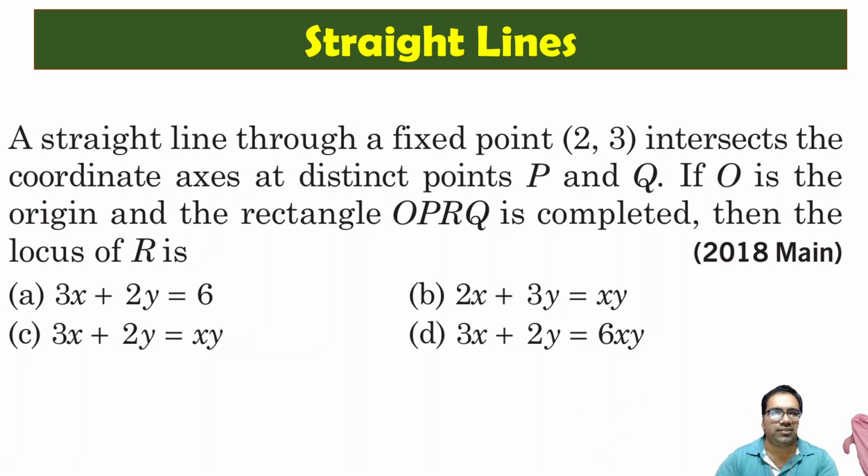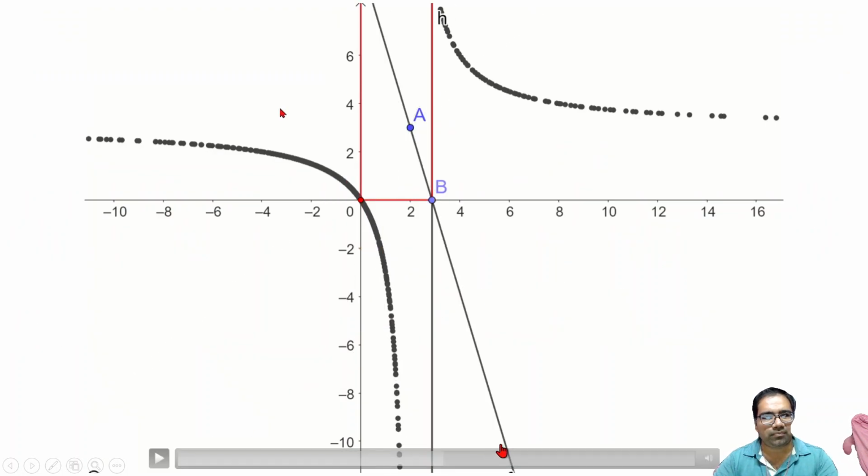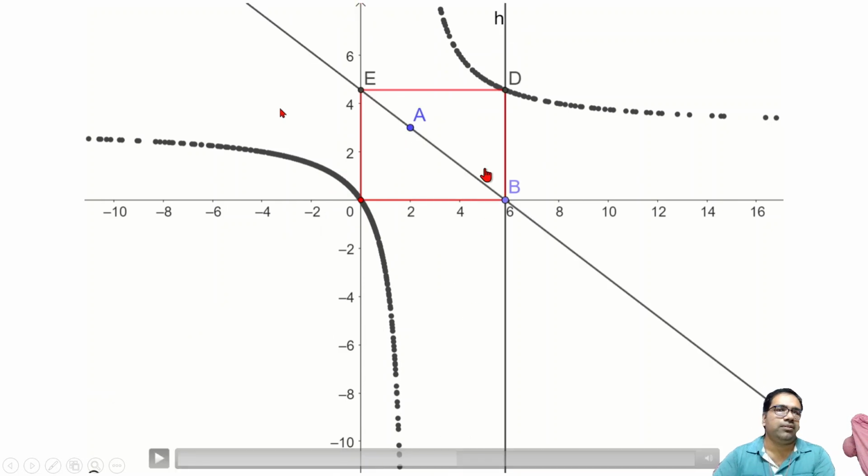Now first let us try to visualize this. How does this line look firstly? For example, this point is (2, 3). A line is going through this point (2, 3), and obviously it is meeting the x-axis and y-axis at B and E, let's say. Origin is one vertex of this rectangle, so obviously the other vertex will be here. If this is meeting here at alpha, and here at beta, obviously this vertex will have alpha comma beta as the coordinates.